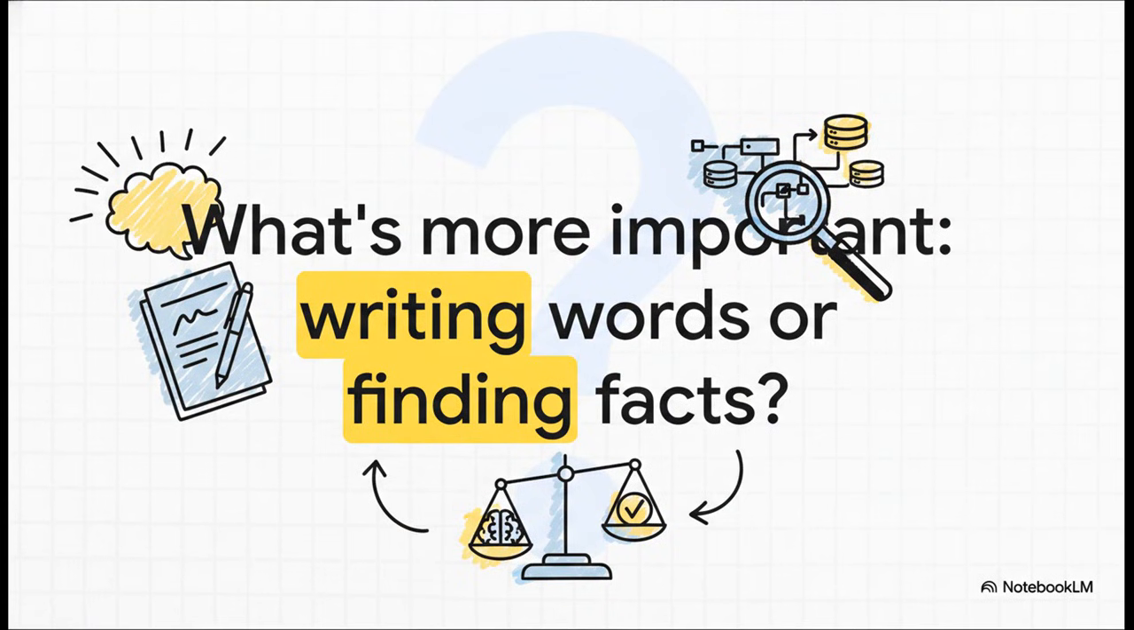So I'll just leave you with this question to think about. As we're all building this next generation of AI tools, we really have to ask ourselves, what's the most important part? Is it the model that can write the pretty words, or is it the library that can find the hard facts? The answer to that just might change how you look at the entire AI landscape.